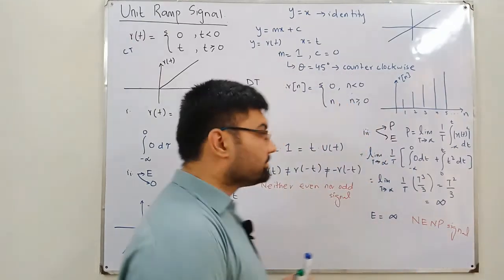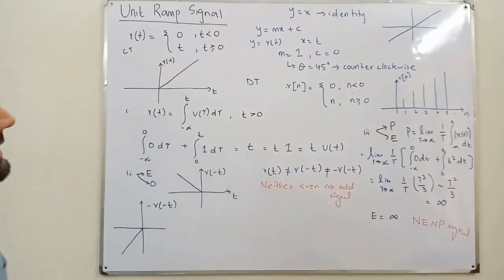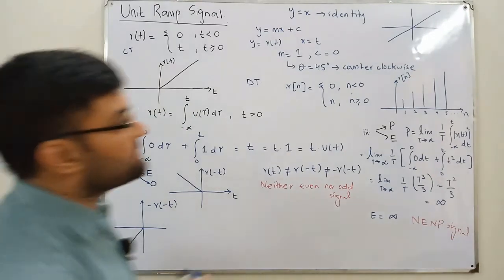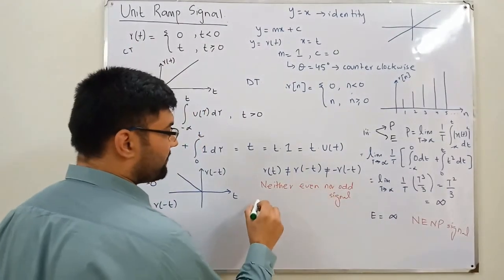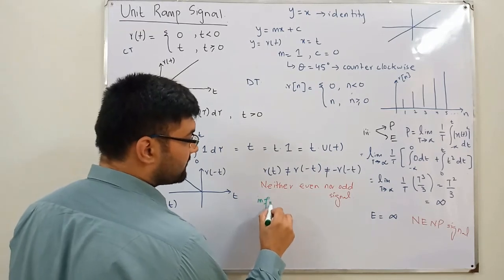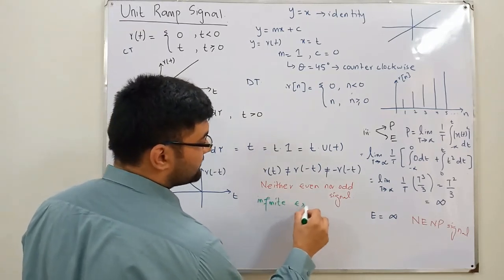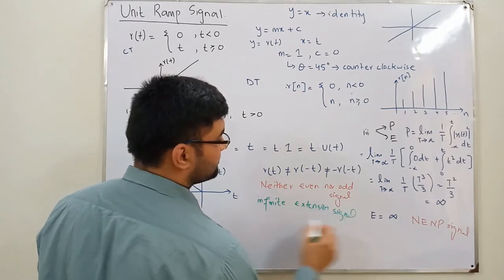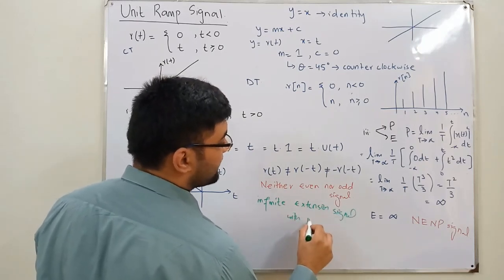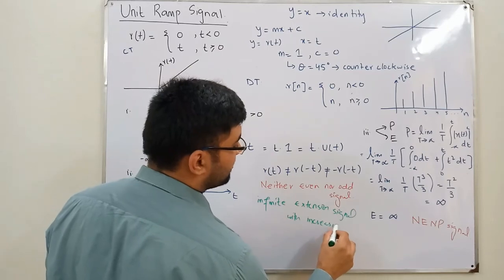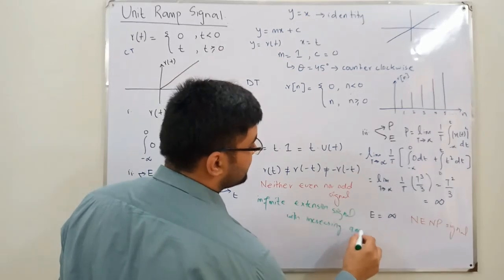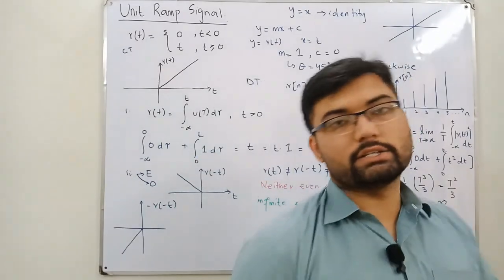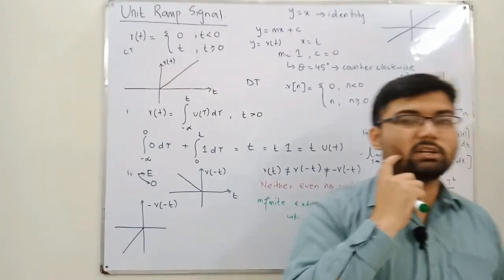Is that okay? And you could also have said it from the properties. I told you in the properties that this is an infinite extension signal with increasing amplitude. So this sort of signal is neither an energy nor a power signal. That's all about it. That's all about the ramp signal.